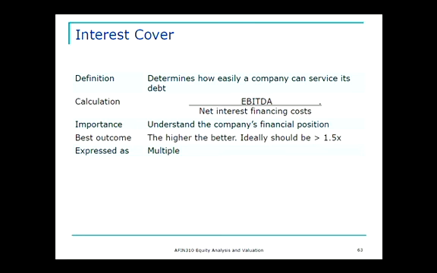For example, if one company has an interest cover of 10 times and the other of 2 times, the company with 10 times interest cover is in a better financial position. If a company has interest cover of less than 1.5 times, it would be very worrying as to how the company would pay off its debts and make profits in the future.